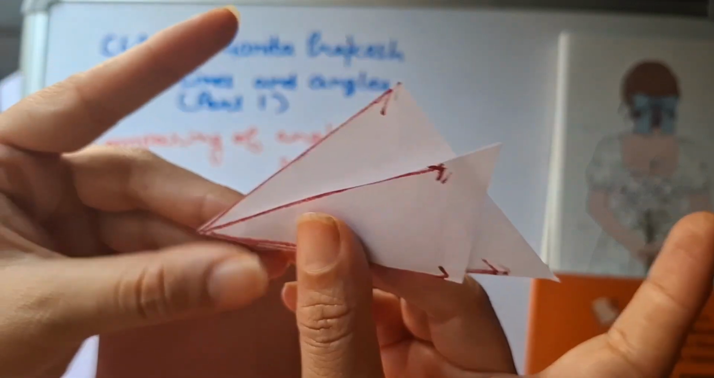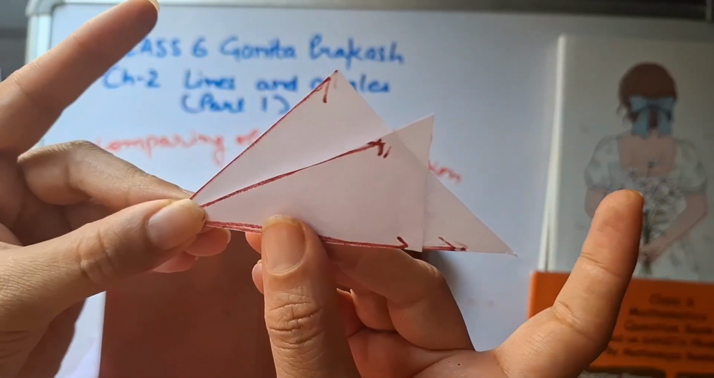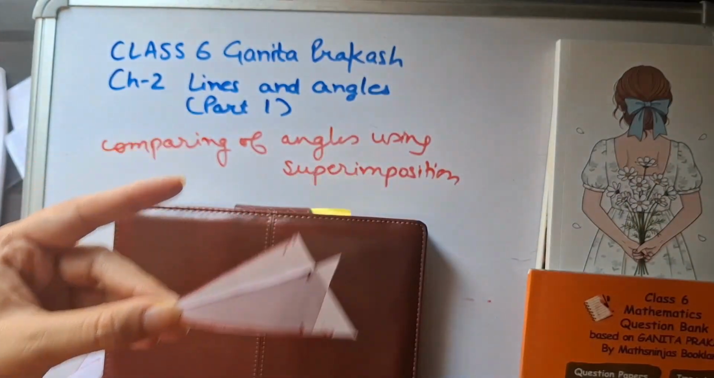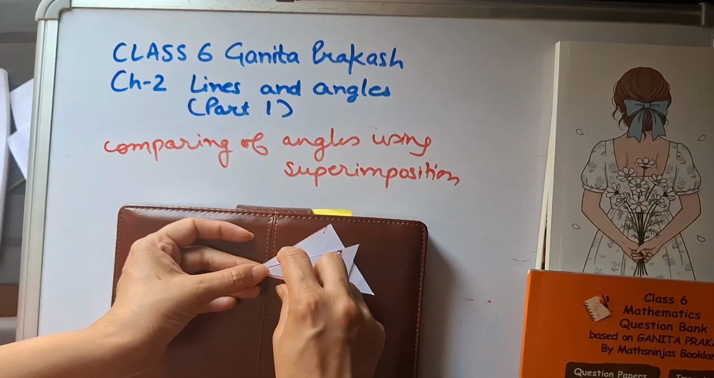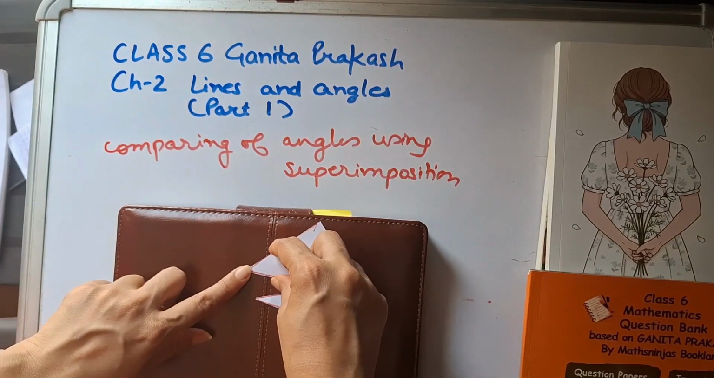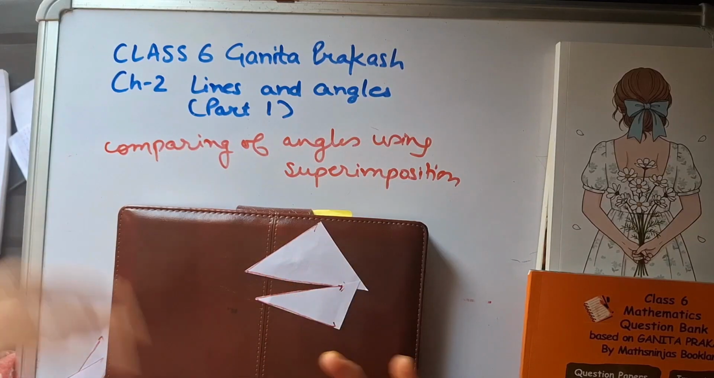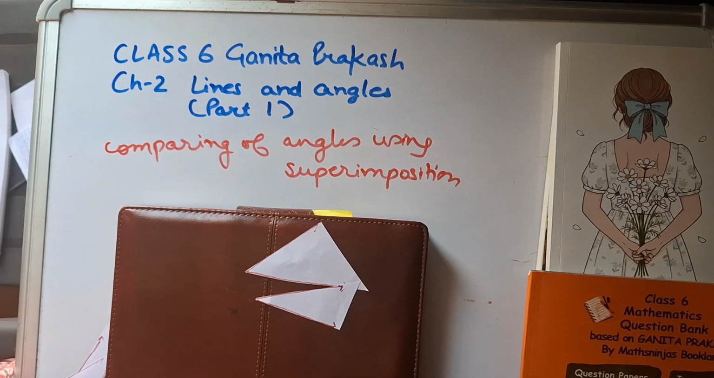So superimposition is one way where you can find out, and another method is using a measurement tool, protractor or compass. You keep a compass here and you measure with the same here. If it is the same, we will do it in our next video.